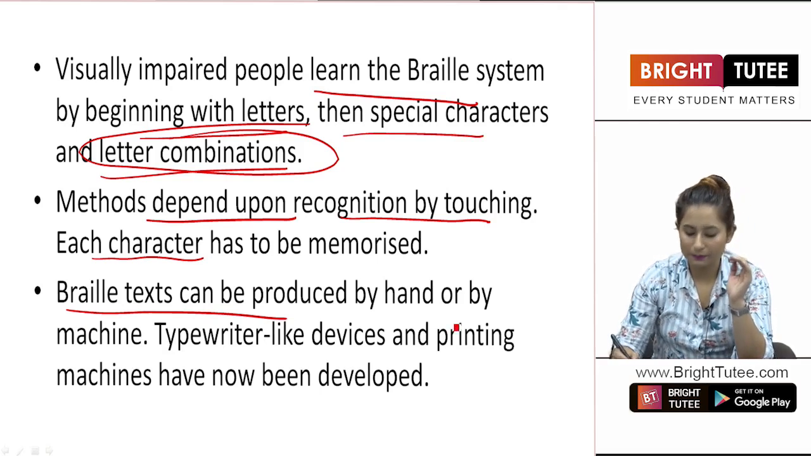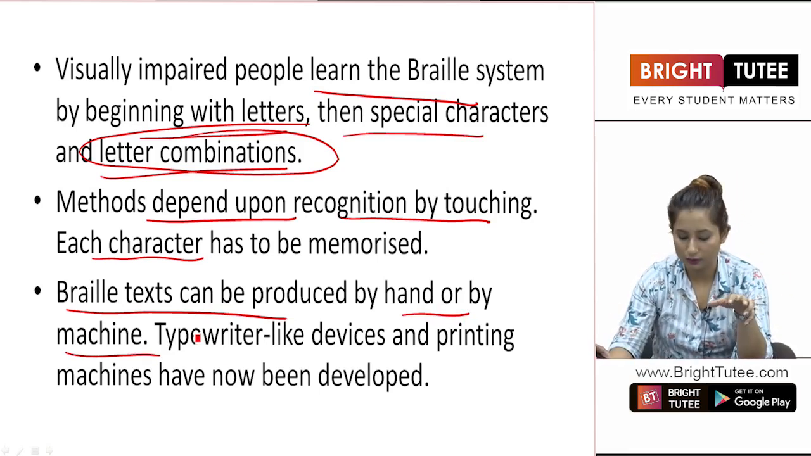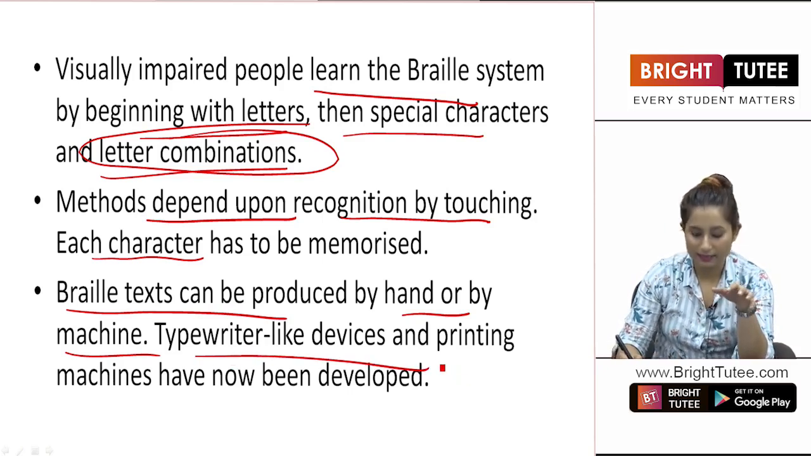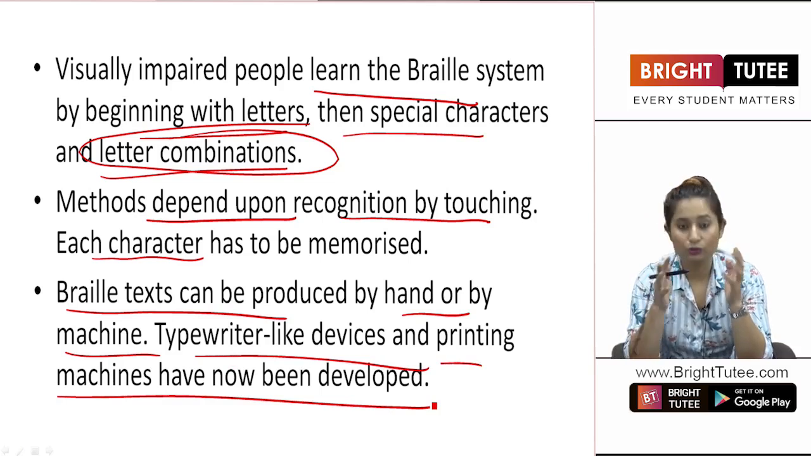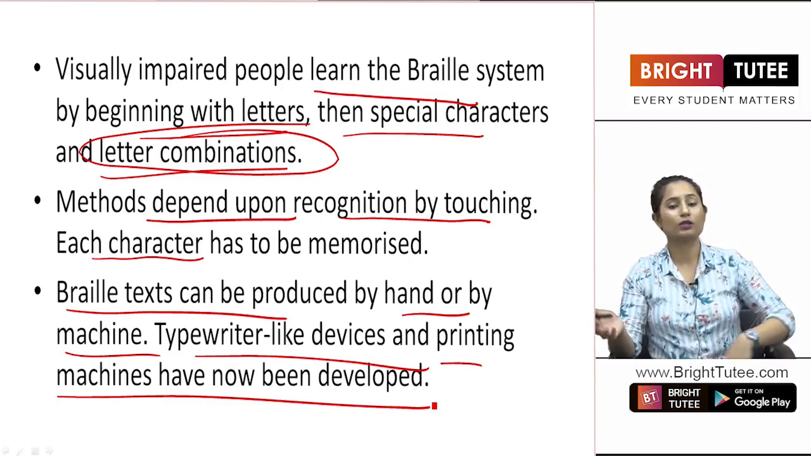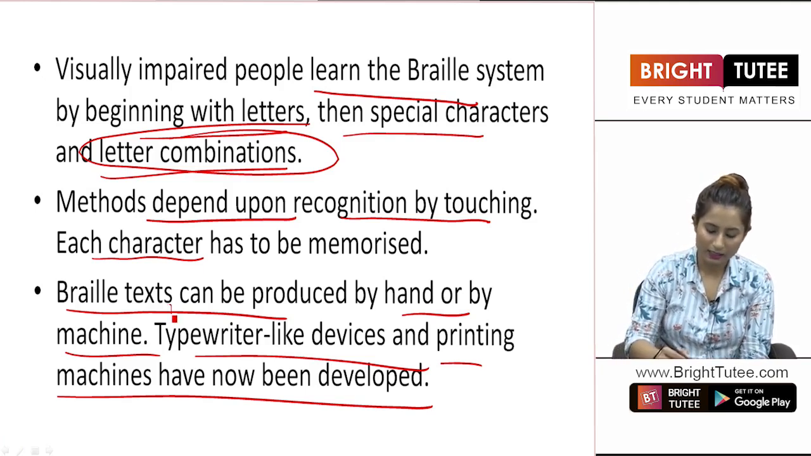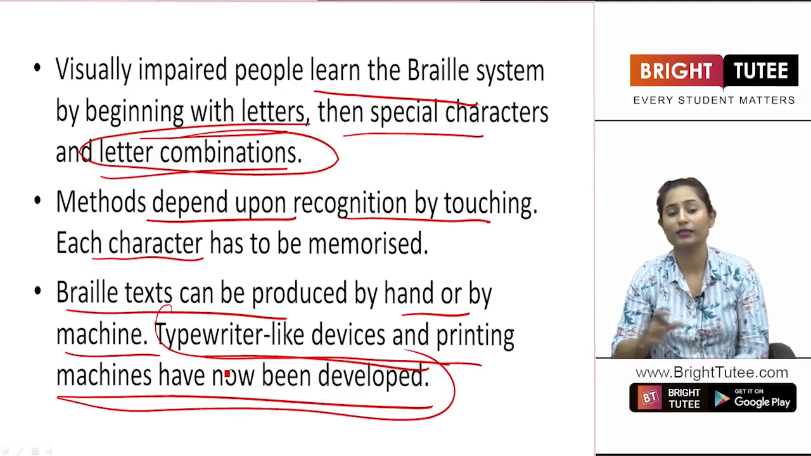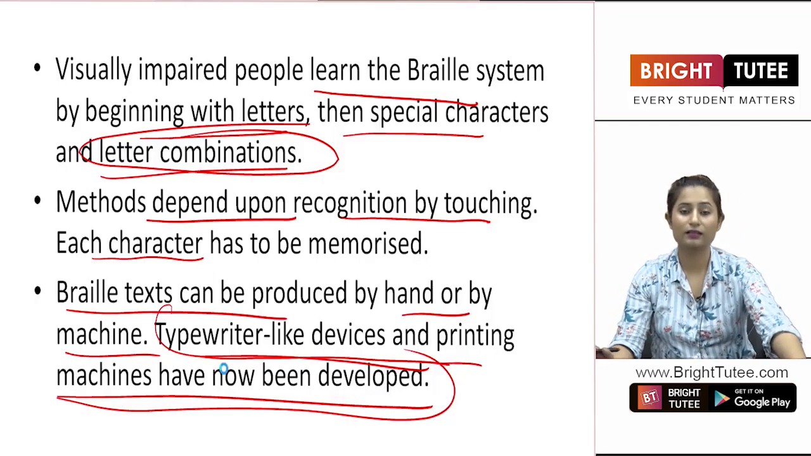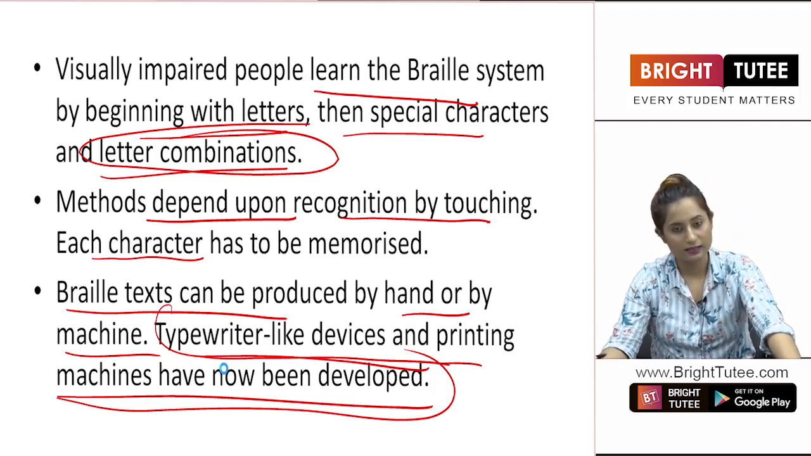Then braille text can be produced by hand or by machine. Braille text can be produced by hand also. Typewriter like devices and printing machines have now been developed. Modern technology has been really helpful to blind people and visually impaired people. Hence, this is an excellent discovery for blind people so that they can work equally as us.